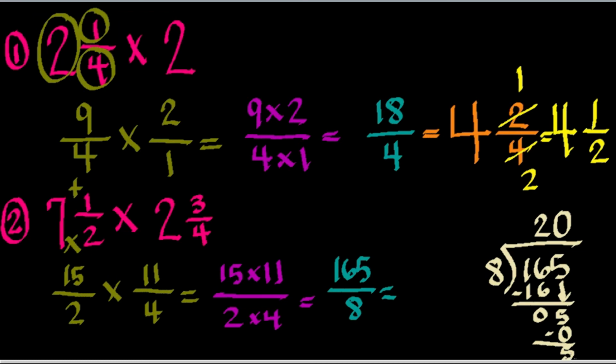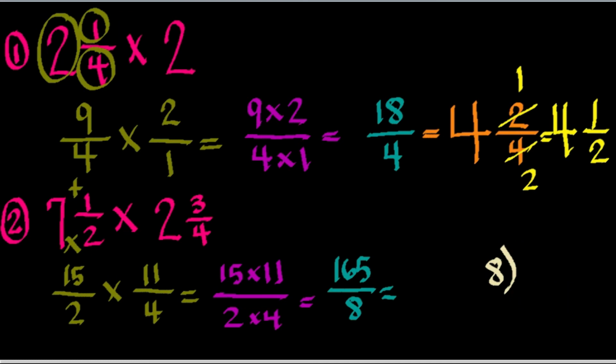With this, I am going to write my mixed number. Remember that our quotient becomes our whole number, and our remainder is our numerator. So quotient was 20. We will copy the denominator 8, and our remainder was 5. For a final answer of 20 and 5 over 8.